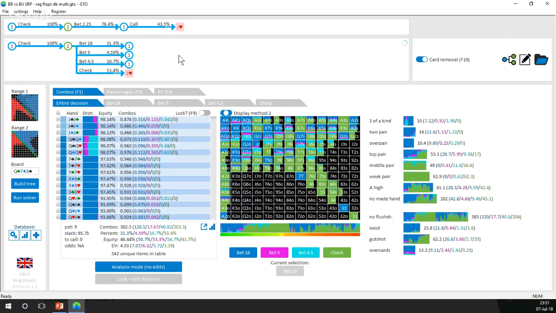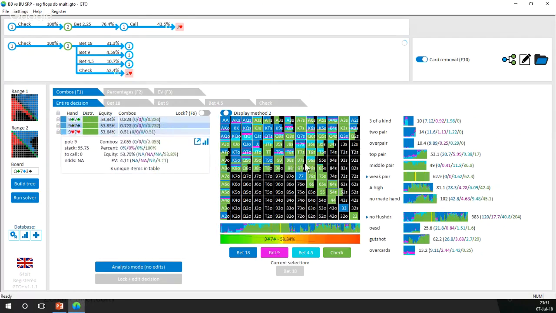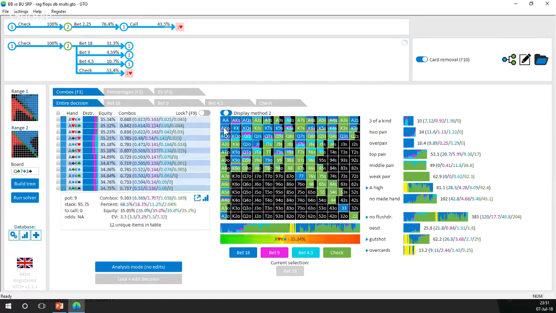And so, notice the hands that we're using as an overbet bluff, right? We're giving up on these weaker hands, and we're using hands which have good equity against a queen. So we're using an ace king, right? It has six outs to draw to a pair to beat a queen, and it also has an additional four outs to draw to the straight.